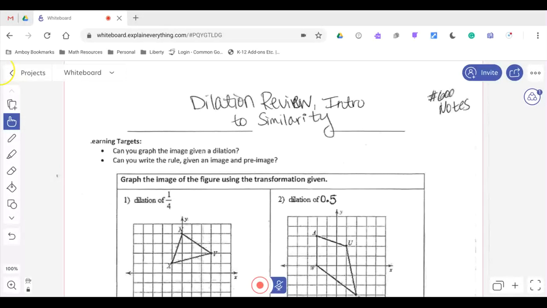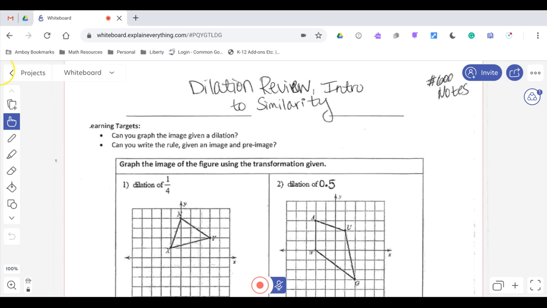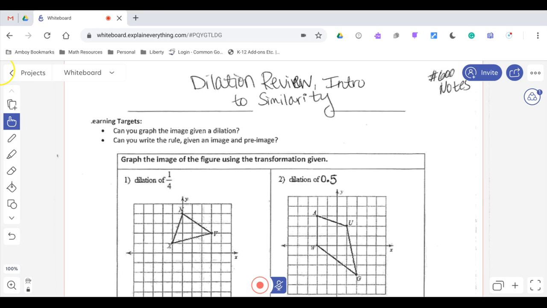Welcome back, Math 2. Today we're going to start Unit 6, which is going to be about similarity. So we're going to do a quick review of dilations, which we learned about in Math 1, and use them to talk about our similarities, okay? So remember last year we had a unit on geometry where we learned how to do a lot of things to shapes: rotate, reflect, translate, and one of them was a dilation, okay?